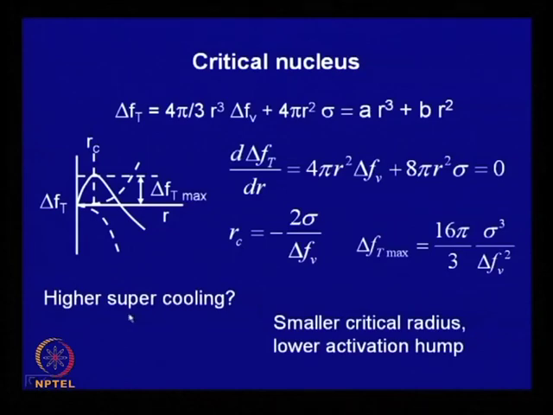So, this shows that the higher the supercooling, the smaller is the critical nucleus size, and also the higher the supercooling, the lower the height of this energy hump. So, in a way you can say that if the supercooling is more, the reaction will be much more spontaneous, it can take place easily. Therefore, to get a finer grain size in the solidified material, you have to cool it fast, so that there is a higher degree of undercooling and the critical nucleus size is small.